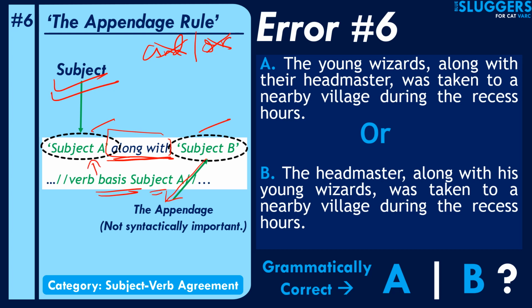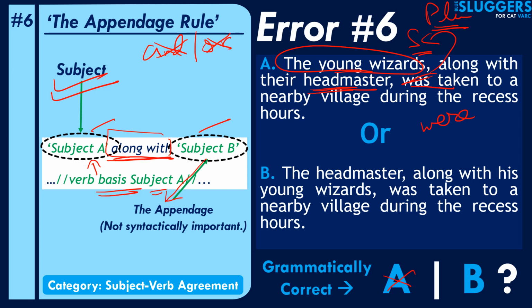So for example, in the first example, the young wizards will be your primary subject. This will be your main subject. And along with their headmaster will be considered as an appendage here, at least syntactically. So your verb was is supposed to take the form of your main subject, which happens to be wizards, and which is plural in nature. Hence, we need to have were here. The young wizards, along with their headmaster, were taken to a nearby village during the recess hours. So the first sentence was incorrect.